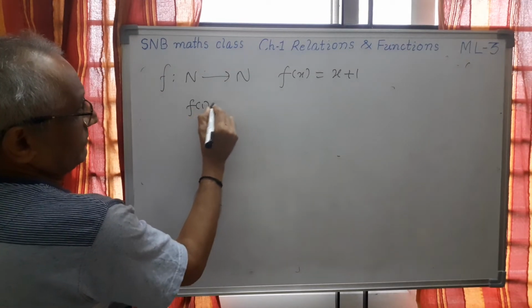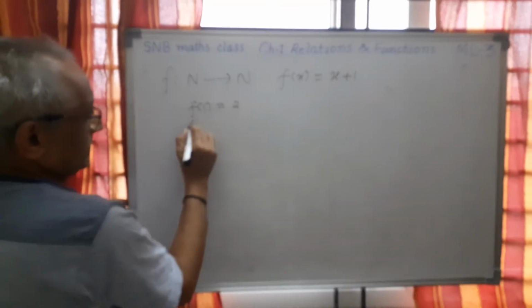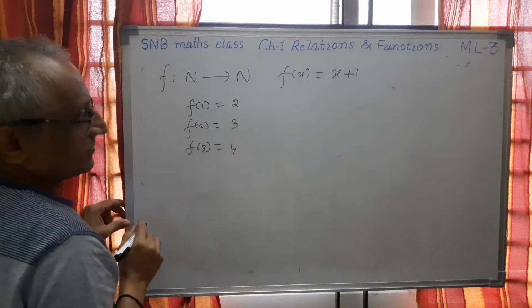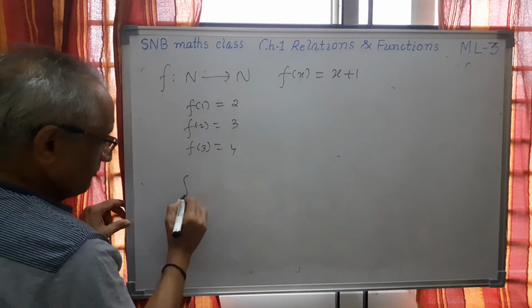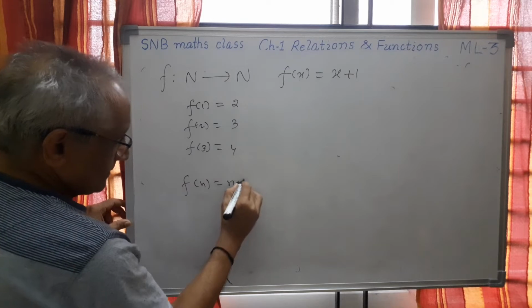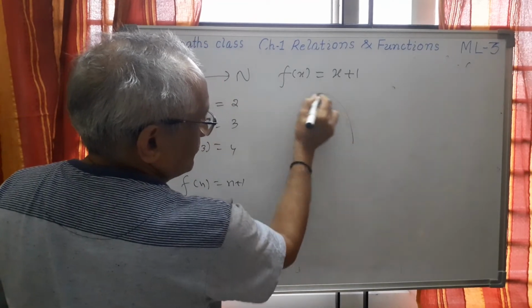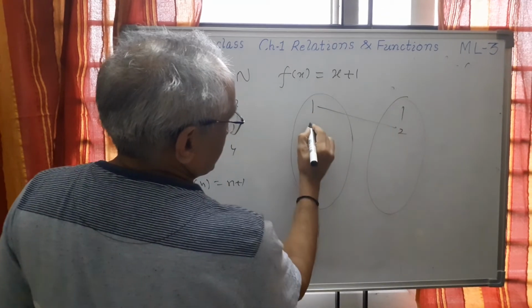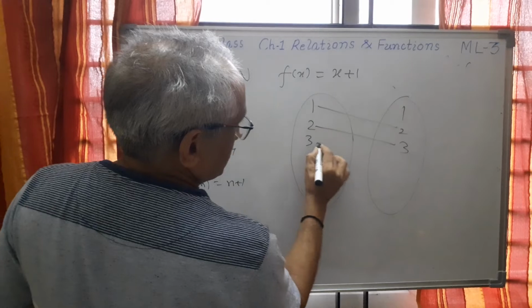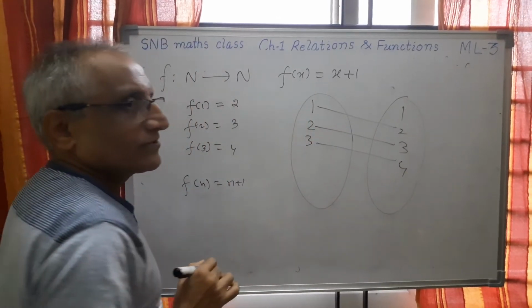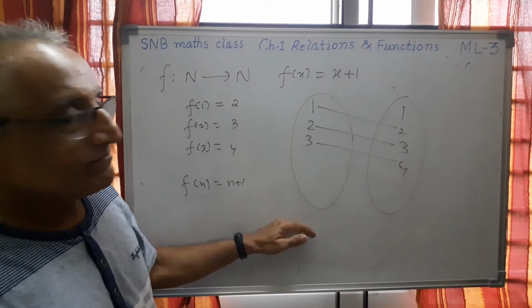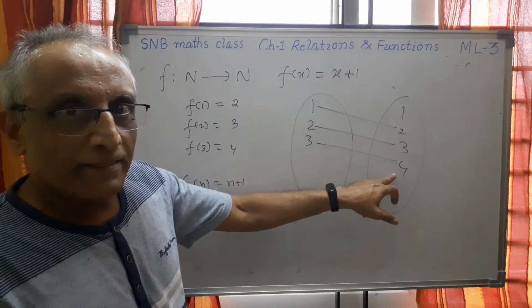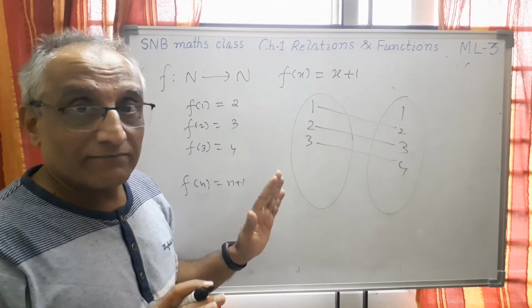See, f of 1 will go to 2, 1 plus 1. f of 2 will go to 3. f of 3 will go to 4. So like this, f of n will go to n plus 1. Even if you want to draw the diagram, you can draw it like this. 1 is going to 2, 1 is left out here, 2 is going to 3, 3 is going to 4, etc. So definitely this is one-one because different elements here are related to different elements here. Please note, I am just verifying, I am not proving.